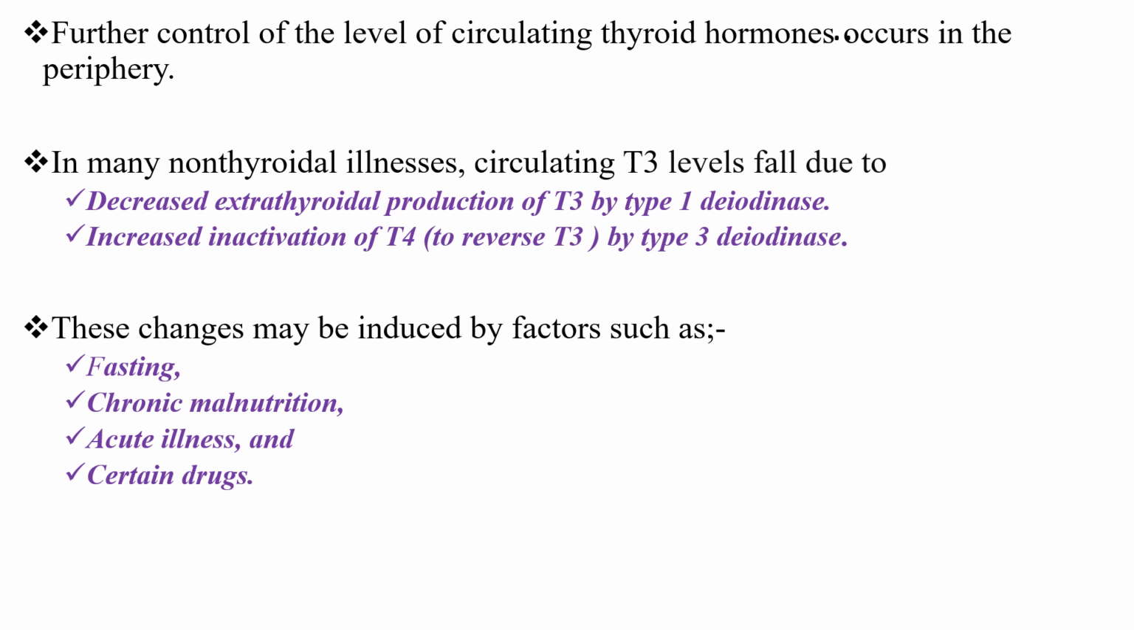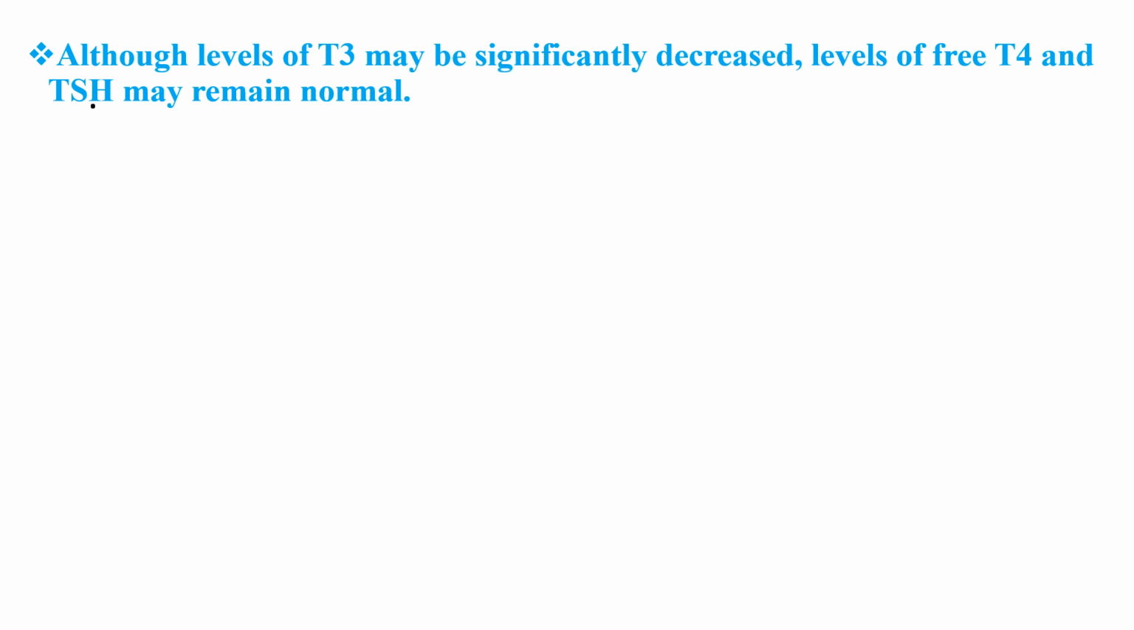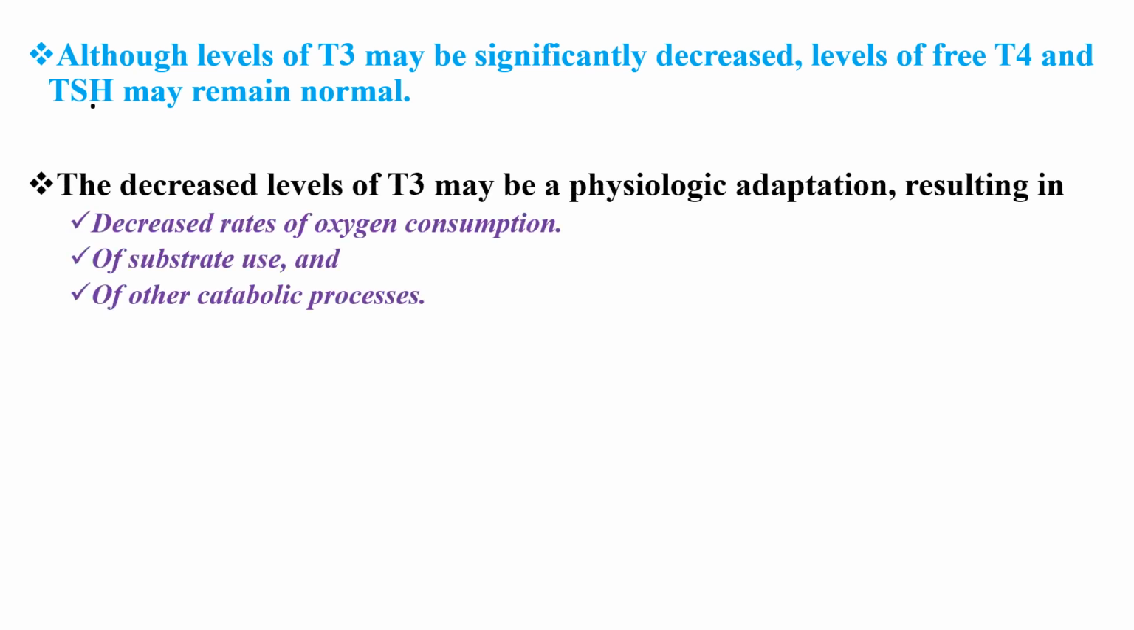measuring free T4 alone might not reflect the real thyroid state. Although levels of T3 might significantly decrease, levels of free T4 and TSH may remain normal in this case. The decreased levels of T3 might be a physiologic adaptation, resulting in decreased rates of oxygen consumption, substrate use, and other catabolic processes. The third part is about thyroid function tests.